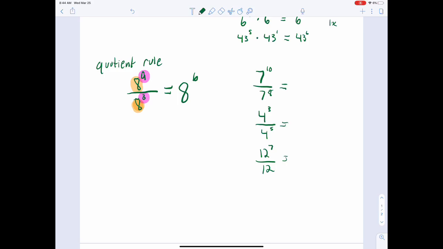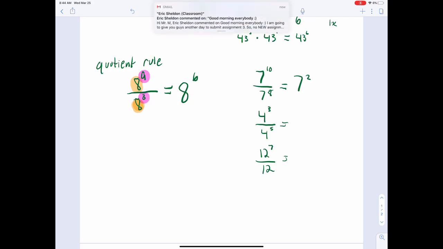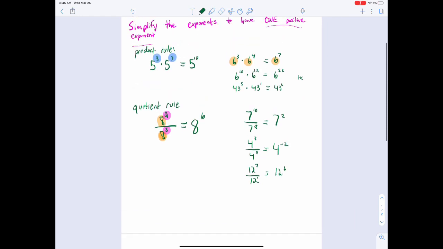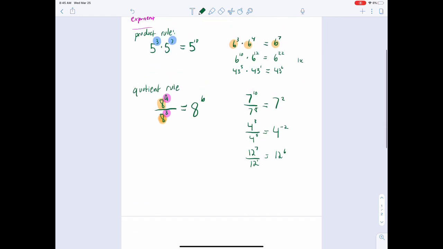Alright, so here we have the same base, so we're going to just subtract exponents. We'll get 7 squared. 10 minus 8. Here we'll do 3 minus 5. And 3 minus 5 is negative 2. So just keep that in mind. You can have negatives. And this one here, remember there's a 1 exponent there, so that'll be 12 to the 6th.